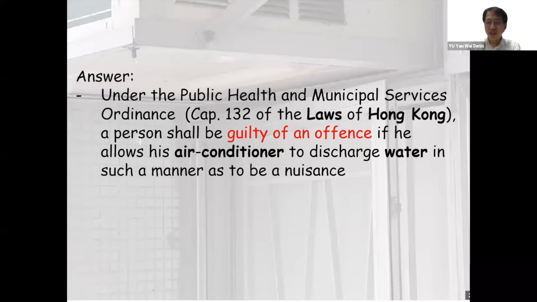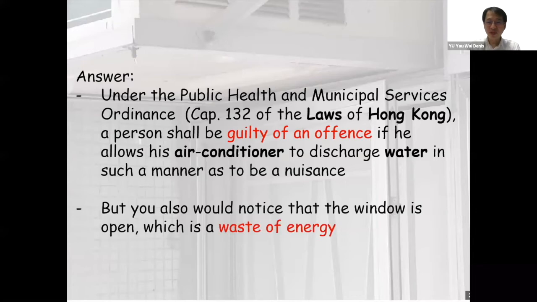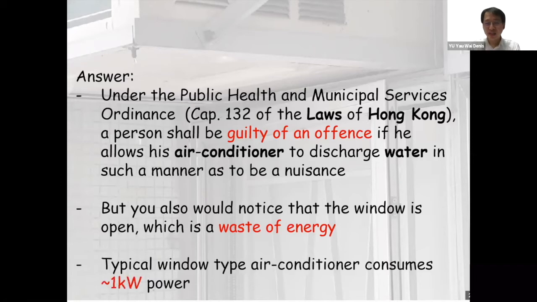However, that's not the only thing. You will also notice that the window of the house is open. So this means that you are turning on the air conditioner, but also opening the window. And this is quite a waste of energy. In particular, a window type air conditioner consumes about 1 kilowatt of power. So you are wasting a lot of energy by just leaving the window open.